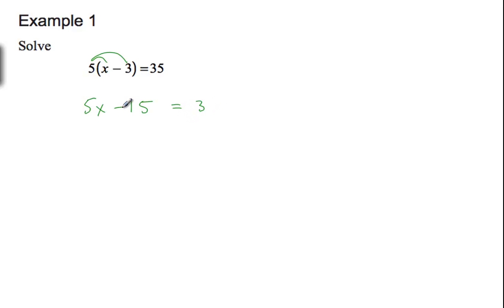And that equals 35. So now at this point, we want to isolate x: put the variable on the left side, and put all the numbers on the right side. There are 2 common ways to do this, and we'll look at both. We don't want negative 15 over here, we want just x's. So to get rid of negative 15, we could add 15. Now, if we add 15 to the left side, we also need to add 15 to the right side.